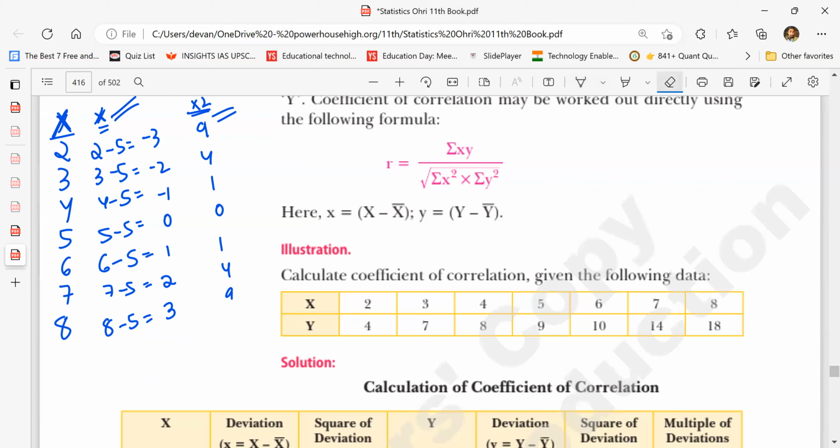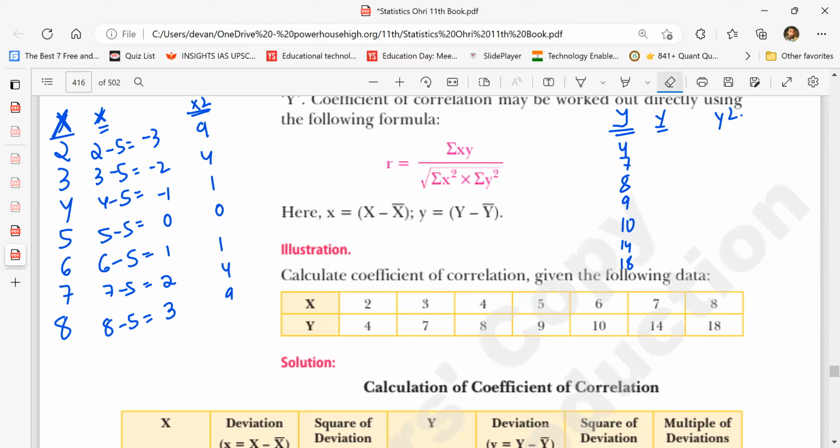Do it quickly. And then you will do the same thing for the y value, where you will write all the capital Y values here: 4, 7, 8, 9, 10, 14, and 18. Then you will find the average, and then you will find the small y, and then you will do the y square. Calculate all of the values for y also.